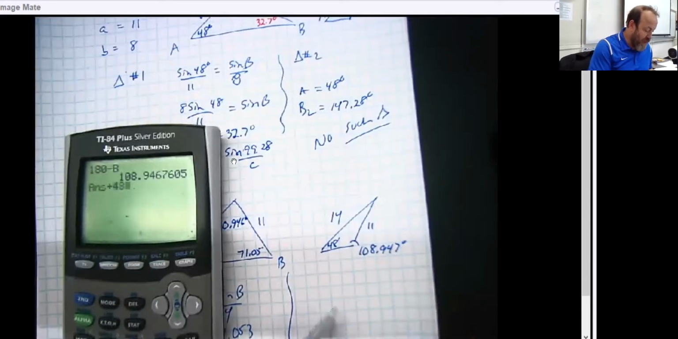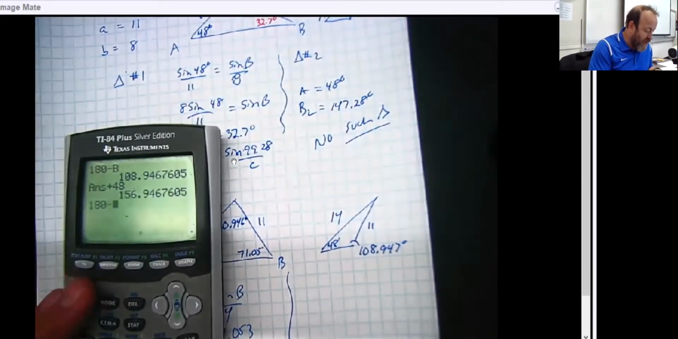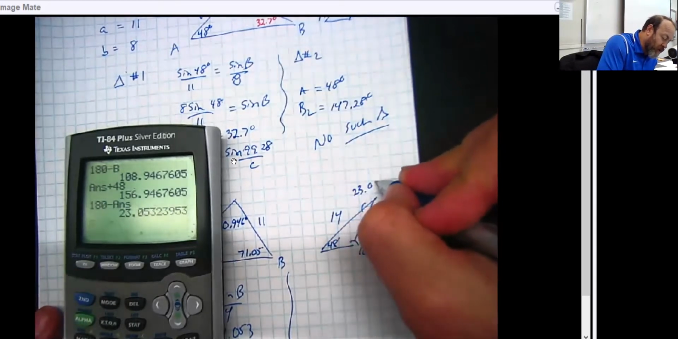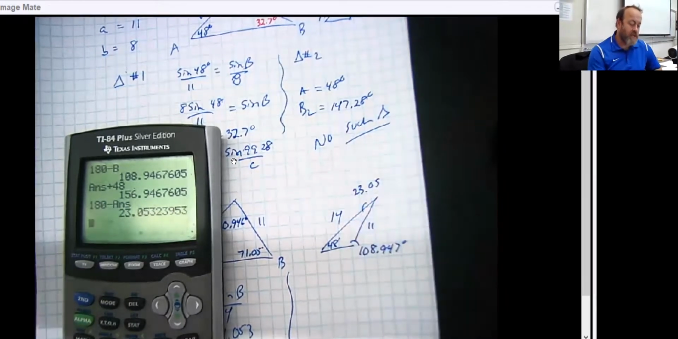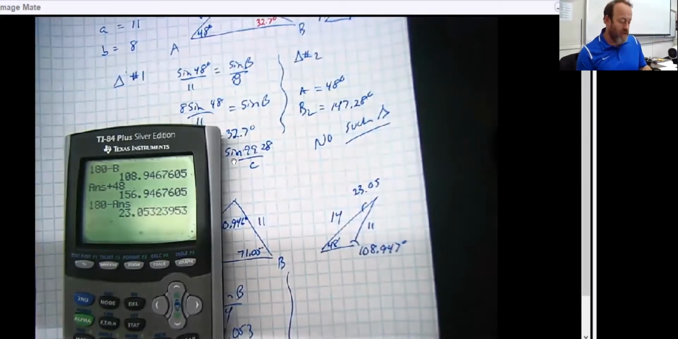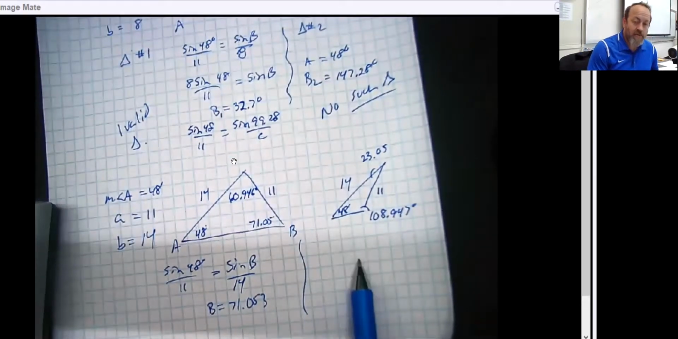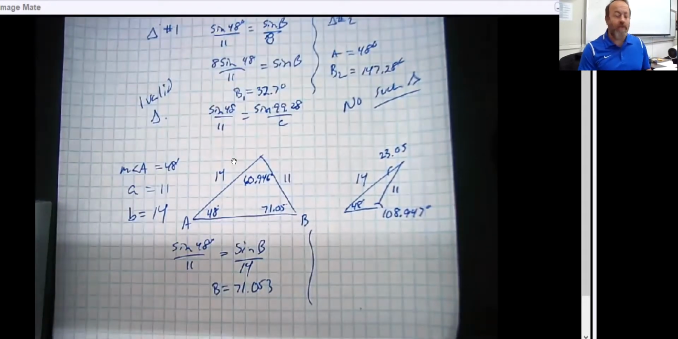I'll add that to 48 and then I'll take 180 and subtract. But I have a whole new value set right here that totally works. So again, just like over here, I now have two triangles that work as opposed to one triangle that works. And I could just use law of sines a third time because that's what it takes.